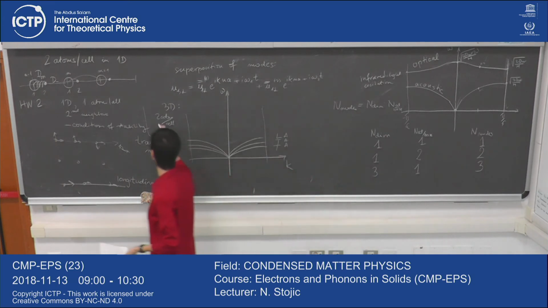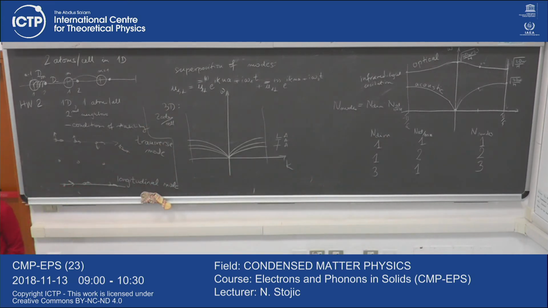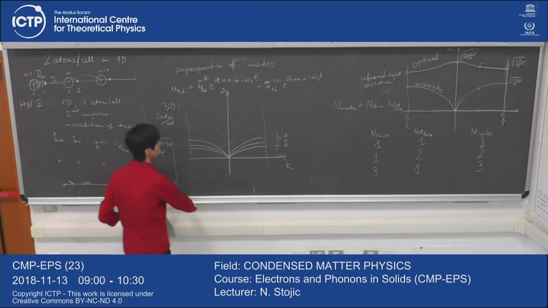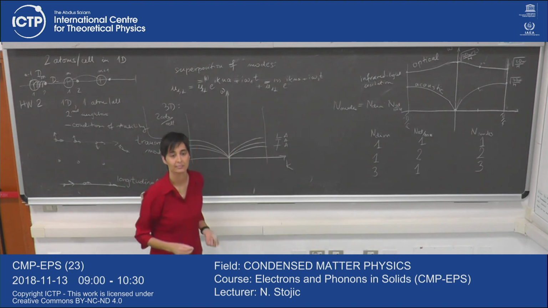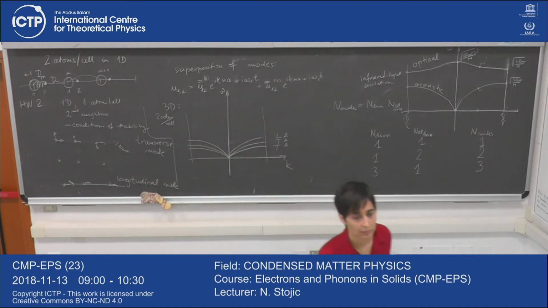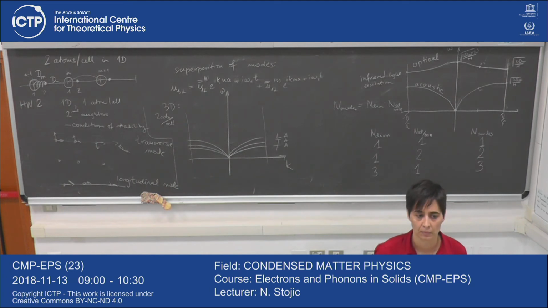So the total one is 2 times 3, 6. So we have 3 optical. Excuse me, I think I was not paying attention, but each transverse mode has to be perpendicular to the longitudinal mode and perpendicular to themselves.